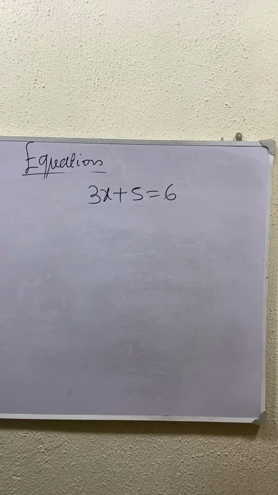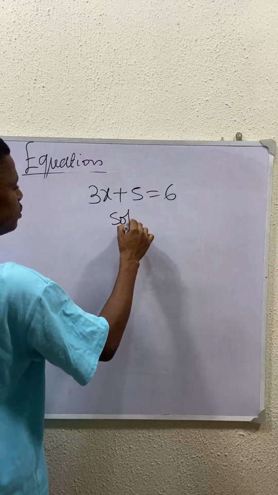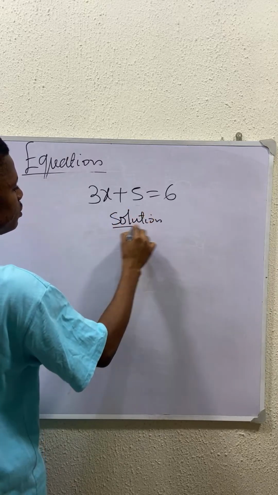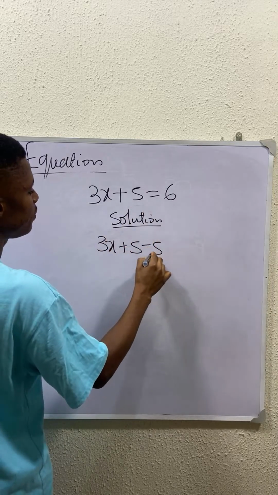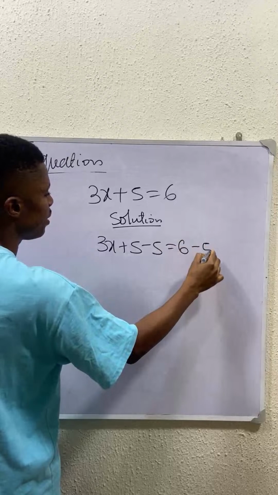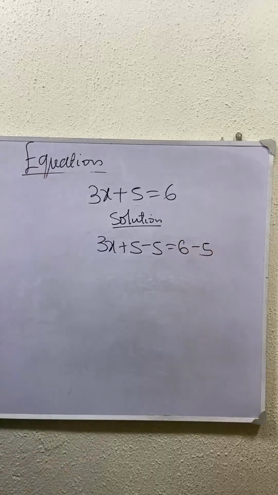So for the first step, we have the solution. If you have 3x plus 5, take away 5, is equals to 6, take away 5. Okay? So 5 minus 5 is 0.